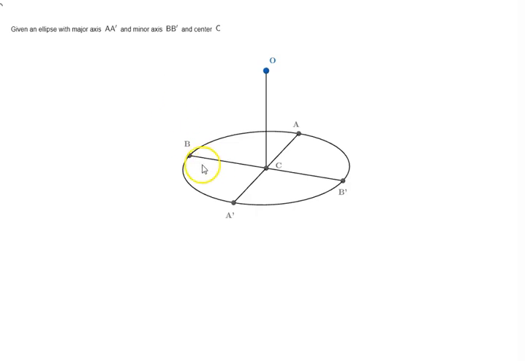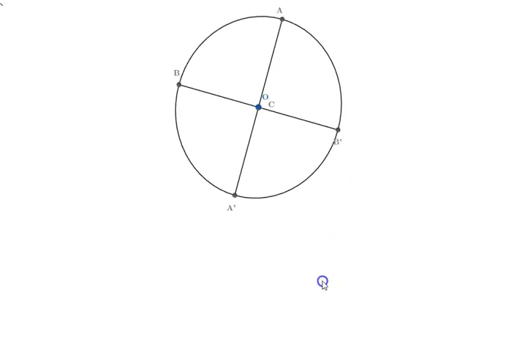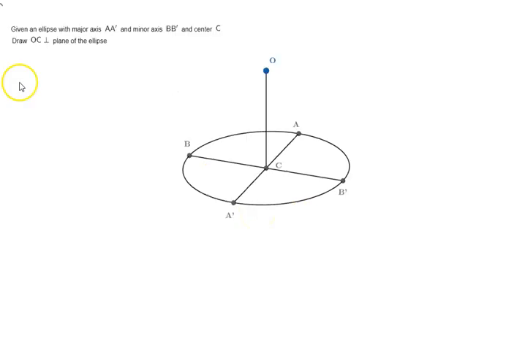Given an ellipse with major axis A prime and minor axis B prime. Now it may look as if BB prime is the major axis, but it is not. It is tilted, so that's why it looks like that. So let me just show it to you. If you notice, AA prime is the major axis. Draw OC perpendicular to the plane of the ellipse.